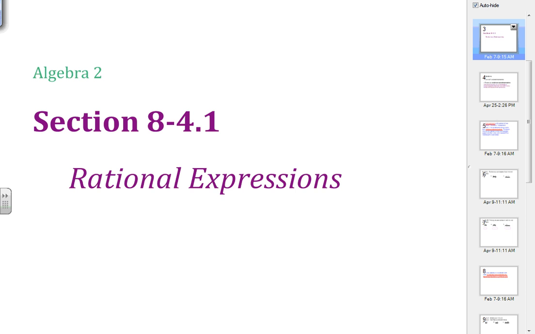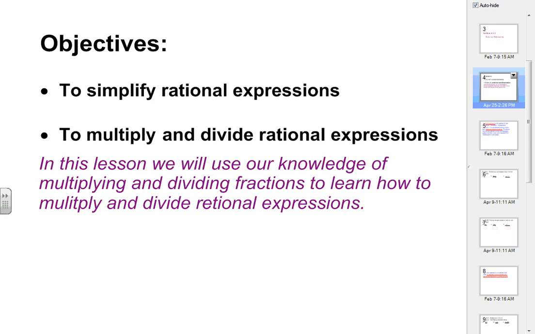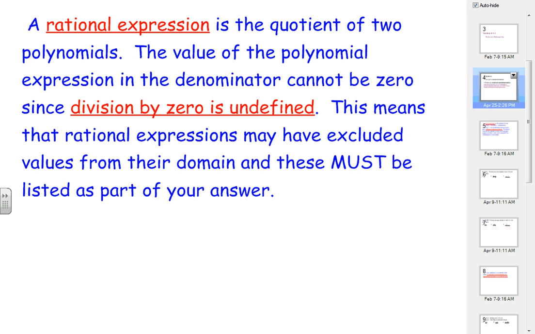Chapter 8, Section 4, Day 1 is all about rational expressions. Rational means fractions. So we're going to talk about how we can multiply and divide fractions and divide rational expressions because of it. A rational expression is the quotient of two polynomials, which means a fraction. The value of the polynomial expression in the denominator can't be 0.